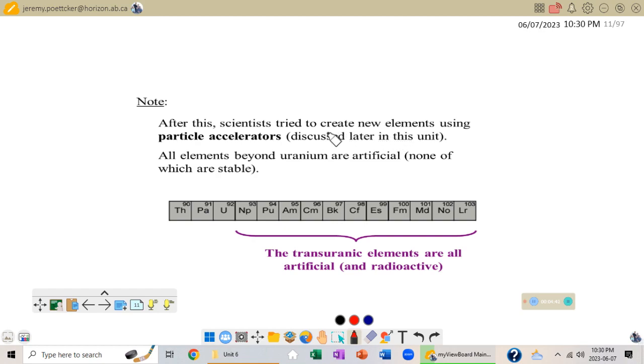After this, scientists tried to create new elements using particle accelerators, discussed later in the unit. All elements beyond uranium are artificial. None of them are stable. So everything from neptunium on is not something that is found naturally in nature. We call these things transuranic, as in they're beyond uranium. So transuranic elements are all artificial and therefore radioactive. Some have longer half-lives than others.